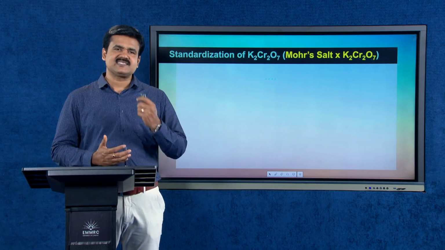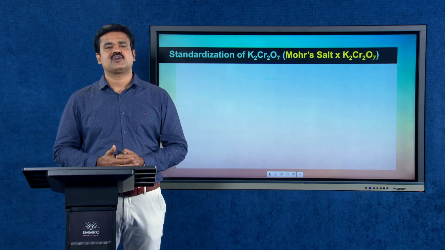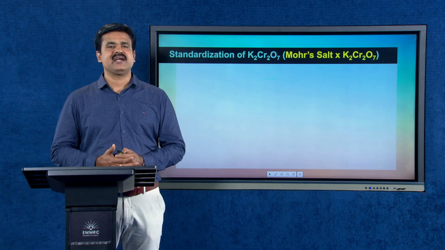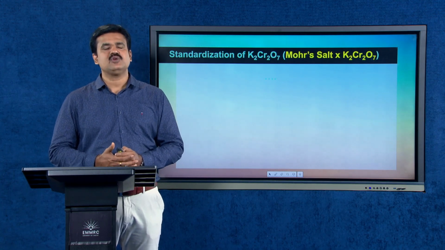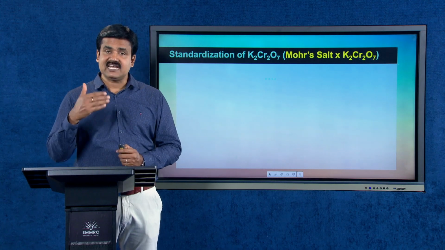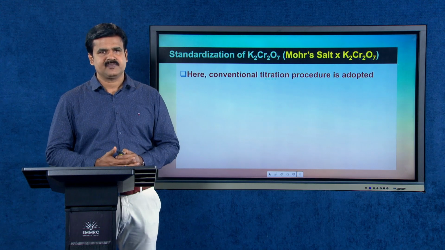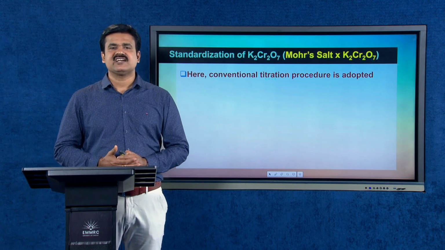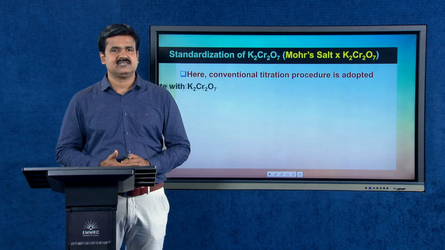Now, the procedure behind the second step, that is standardization of potassium dichromate. We already prepared a standard solution of Mohr's salt and now we are performing the standardization of potassium dichromate. This is achieved by a titration between the standard solution of Mohr's salt and the given potassium dichromate solution. Here, a conventional titration procedure is adopted rather than a double burette method.